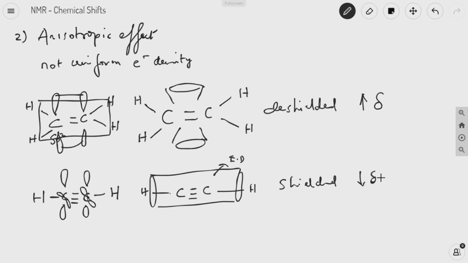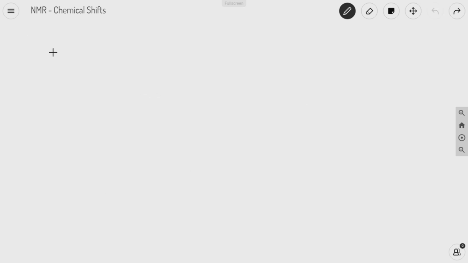We'll see one more example. The third one is hydrogen bonding.